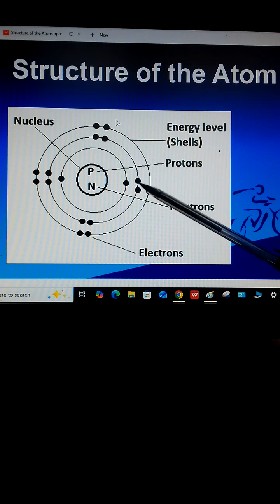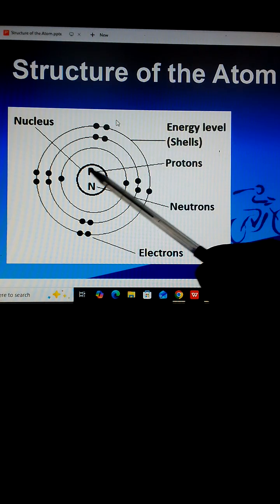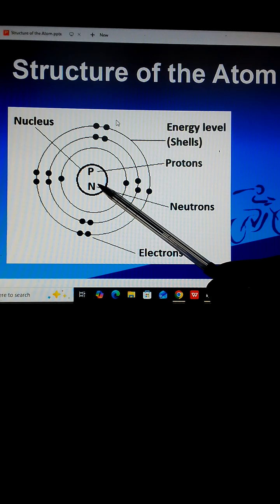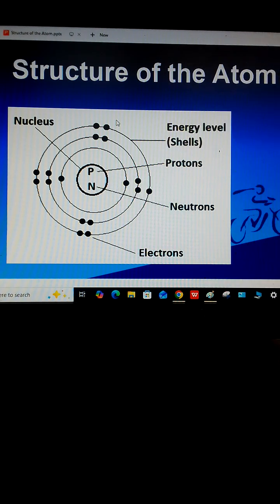Okay? Most of the mass of an atom is concentrated in the nucleus of that atom. So most of the mass of an atom is here in the nucleus, where we have the protons and the neutrons. Okay? The relative mass of a proton is 1, and the relative mass of a neutron is also 1. But the relative mass of an electron is very small, negligibly small.